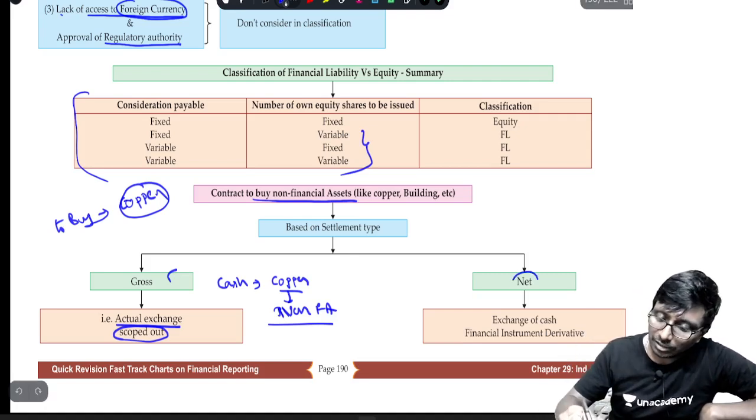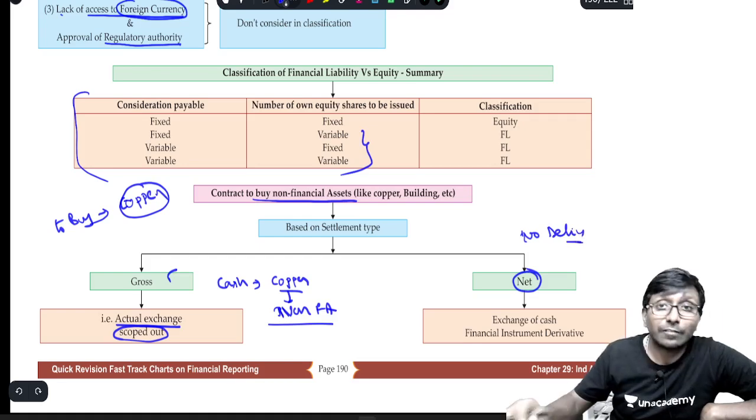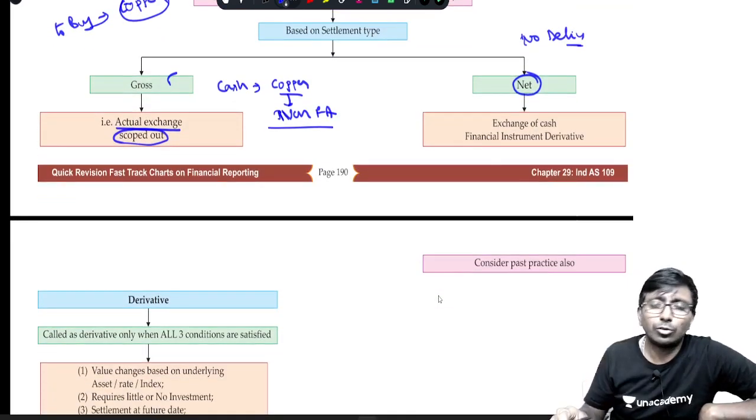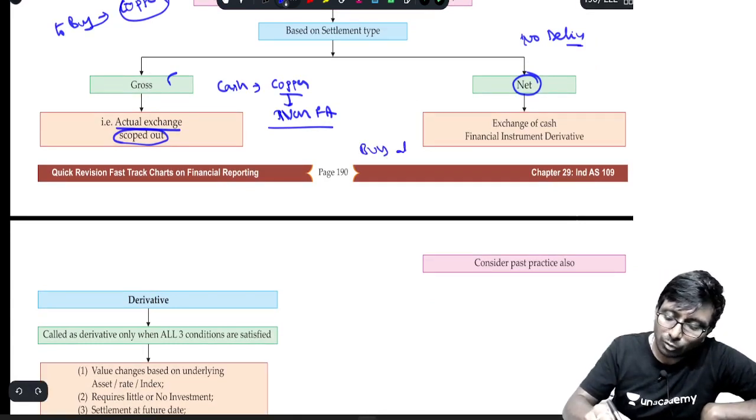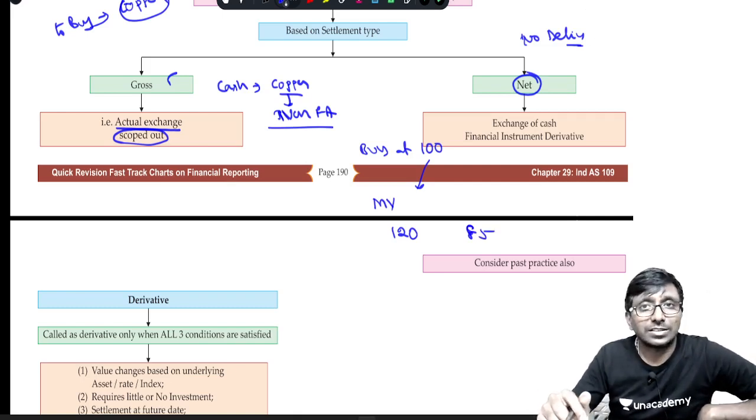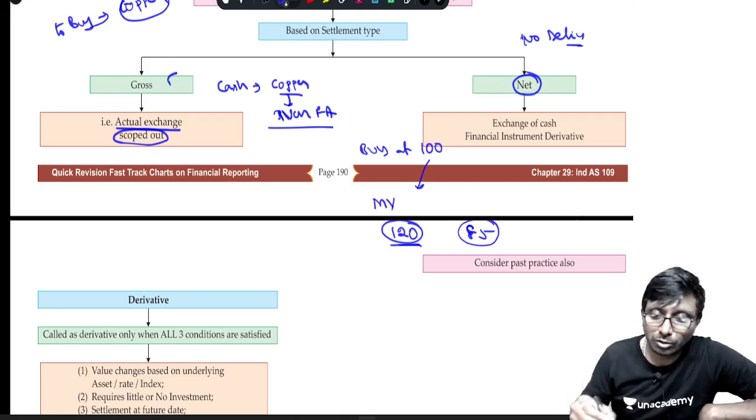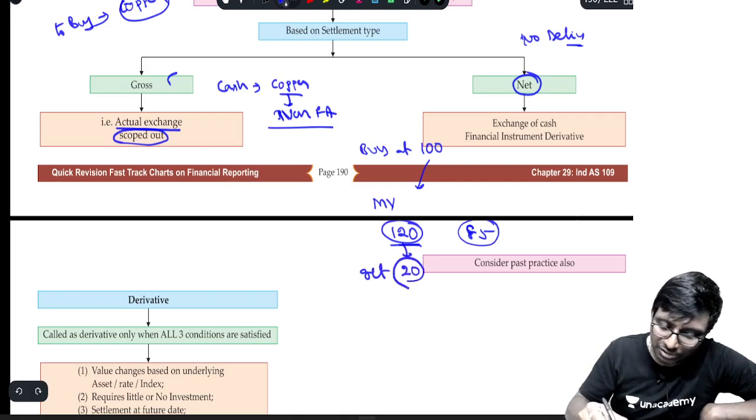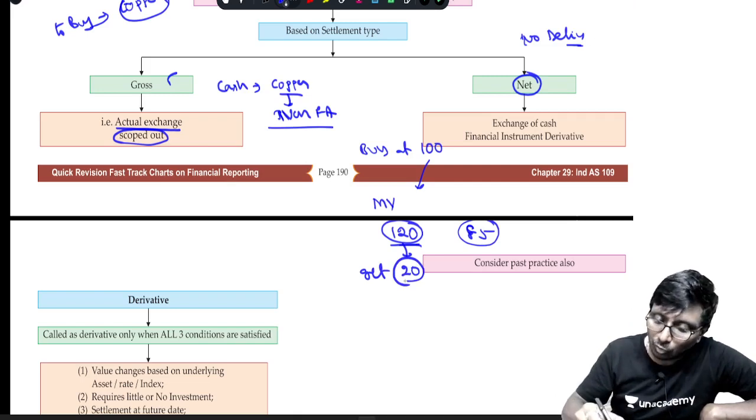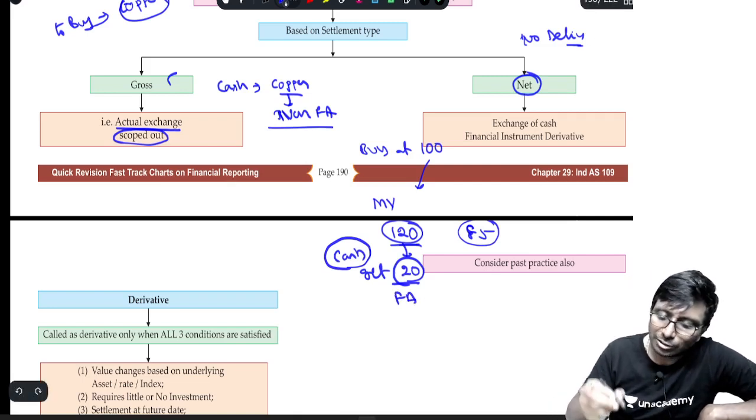Got my point? Now, net settlement. In net settlement, we don't take delivery of copper. We just look at the copper value today. Say we promised to buy at 100. Today the market value is 120. Then I get 20 rupees net settlement, 20 rupees cash will come. Isn't it a contractual right to receive 20 rupees of cash? Yes. Then it is a financial asset to me.